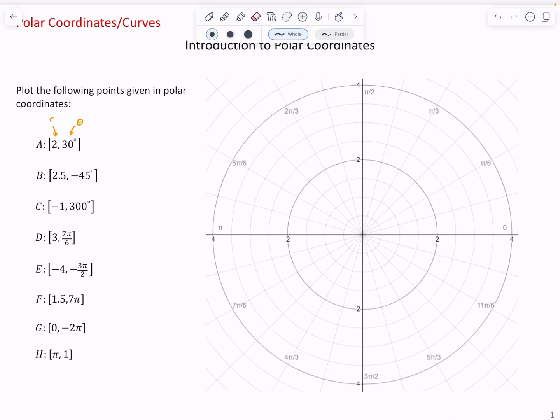So we have this spider web looking grid with different angles and a series of concentric circles. So we rotate 30 degrees counterclockwise, and then along that trajectory, we place a point that's 2 units away from the origin. So here's a half, here's 1, here's 1.5, and here's 2, is indicated by this number. And our point is right here.